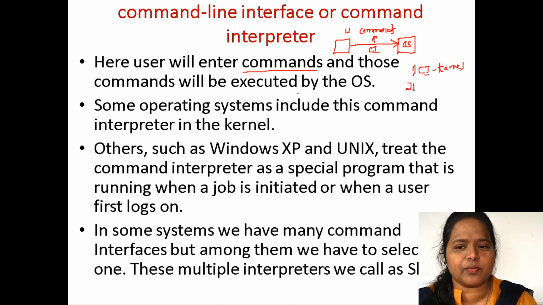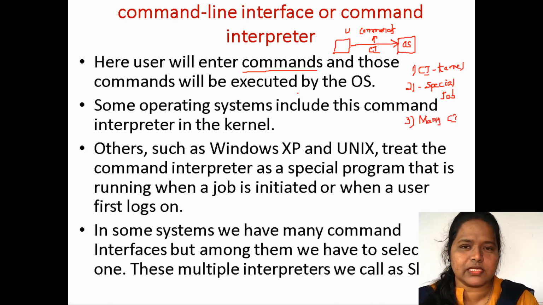And in some operating systems we treat it as a special job, in the sense that one task is there, and we have to do this task. And in some other operating systems we will have many command line interpreters. So these are the three different ways in which we can have command interfaces. As I have said, in some operating systems the command interpreter is in the kernel itself, and in some operating systems the command interpreter acts as a special task or a special job.